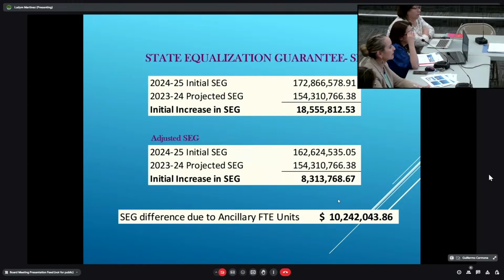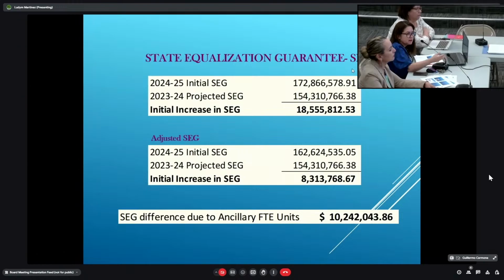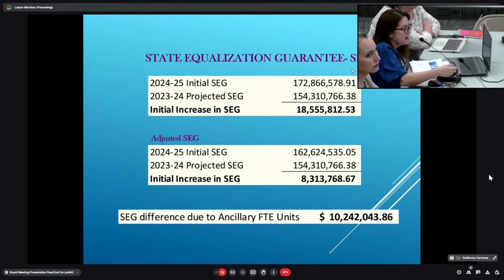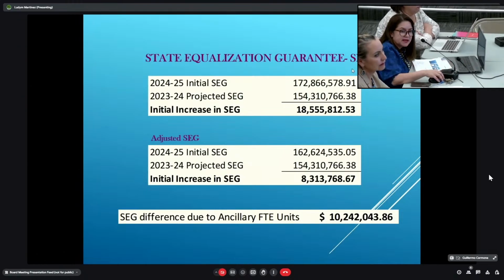So what we want to do is budget at this $162.6 million. Now, it is possible that PED might take a while to realize that there is a discrepancy in their numbers, and they may still make us budget the 172.8. But if that's the case, I'm recommending that we put that money in reserves, because it is possible that when they come back they will have to take this money back.